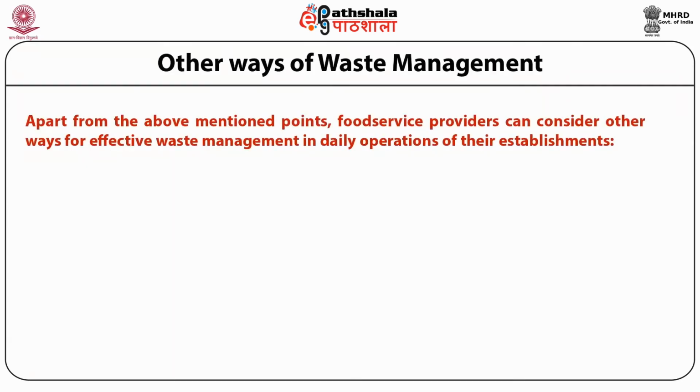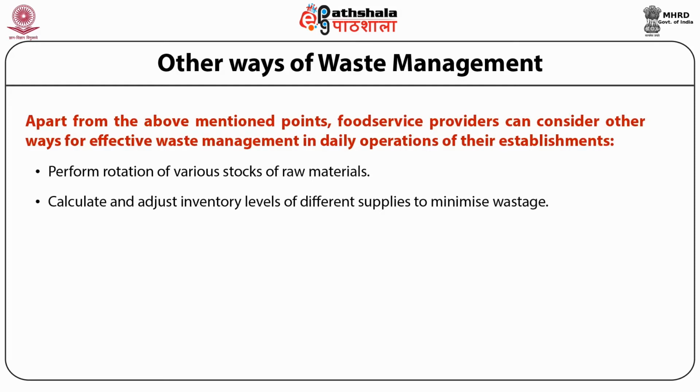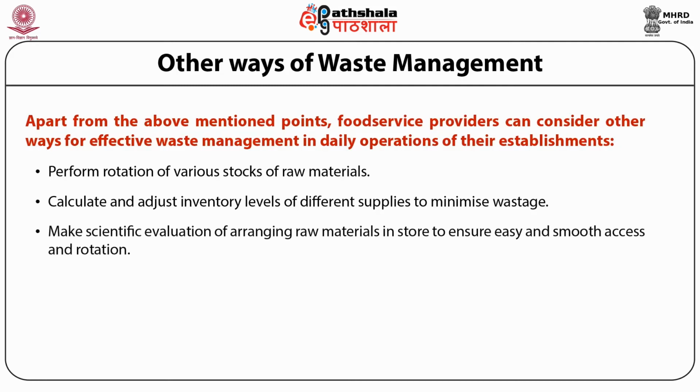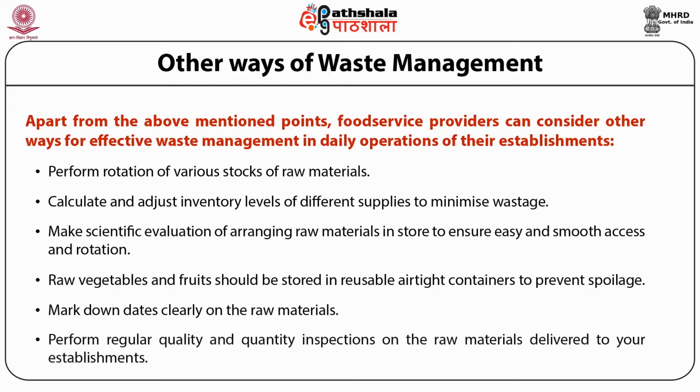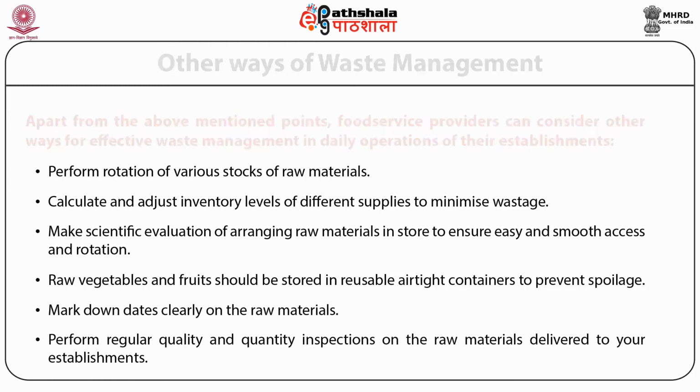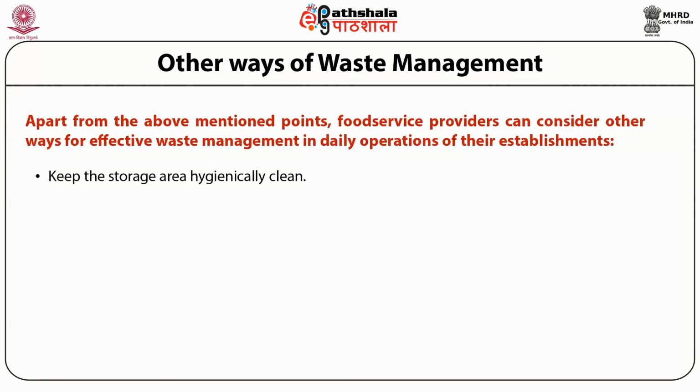Some other ways of waste management can be to perform rotation of various stocks of raw materials, calculate and adjust inventory levels of different supplies to minimize waste, and make scientific evaluation of arranging raw materials in store to ensure easy and smooth access and rotation. Raw vegetables and fruits should be stored in reusable airtight containers to prevent spoilage. Mark the date clearly on the raw materials. Perform regular quality and quantity inspections on the raw materials delivered to your establishments. Keep the storage area hygienically clean.